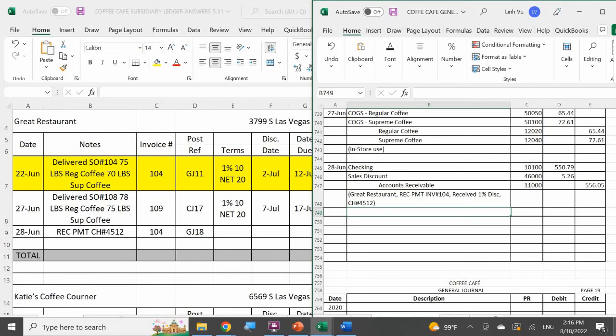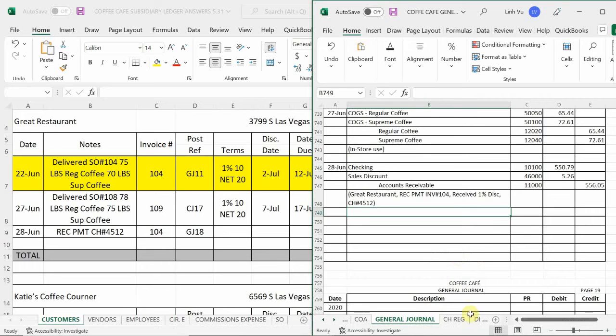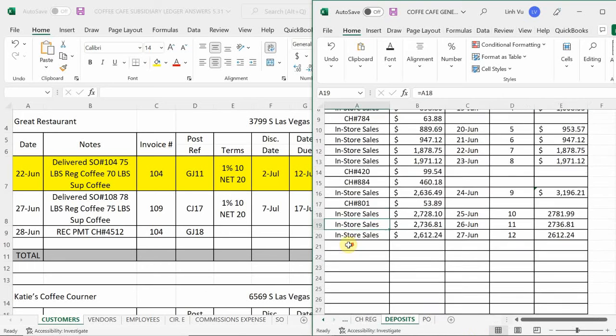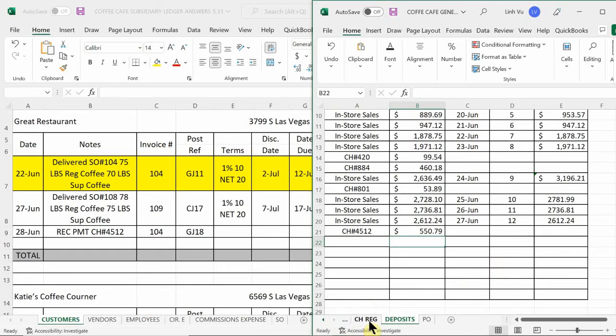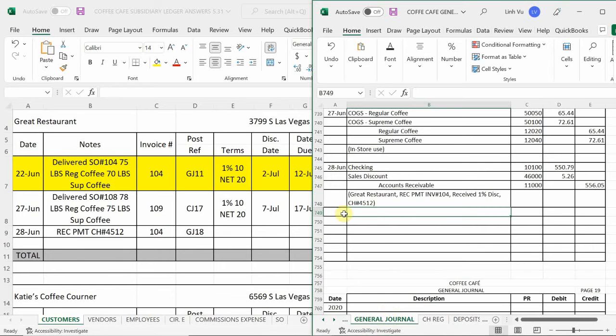And then we can go to the deposit receipt. And then we can write check number 4512, 550.79. And then it's still the beginning of the day, so I'll just leave it as is. And then we can go to the general ledger to the asset to update the checking.